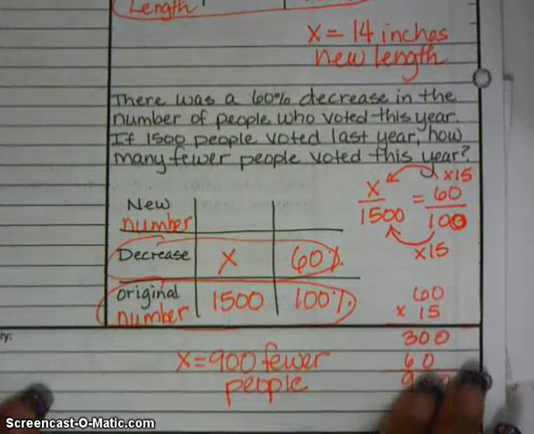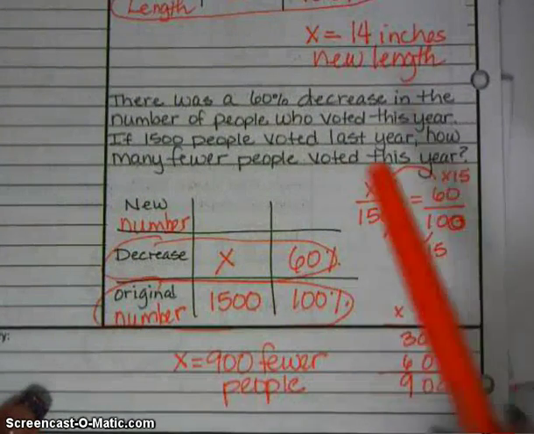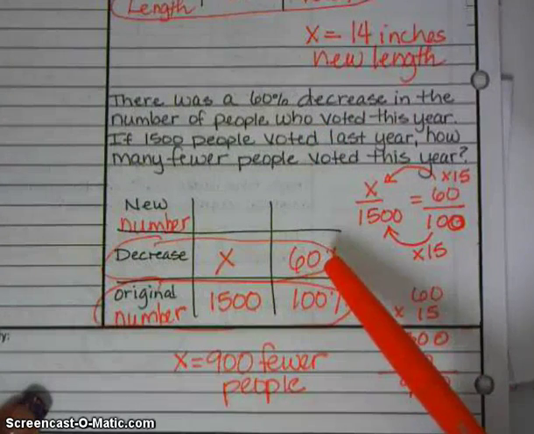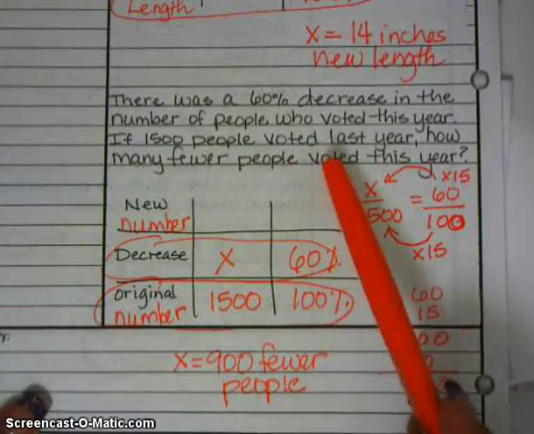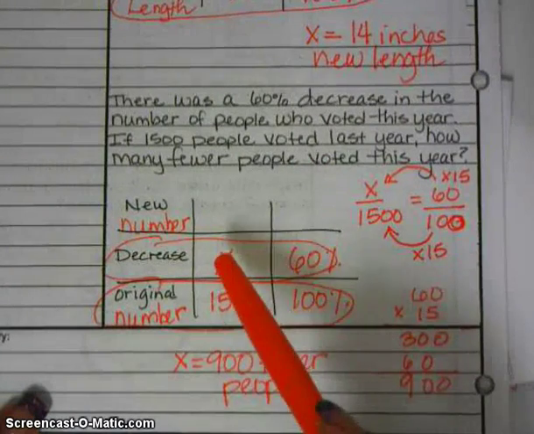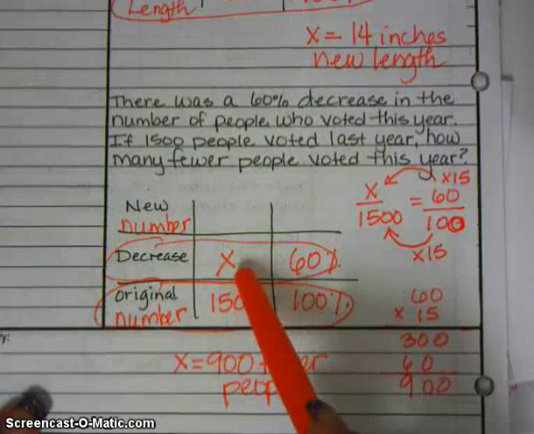Okay, how did you do? Check your answers with this hashtag here. We had a 60% decrease in the number of people who voted this year. 1,500 people voted last year, so that's my original amount. And my question was asking for how many fewer people voted. And so that is how many less people we had, so it's the decrease amount.